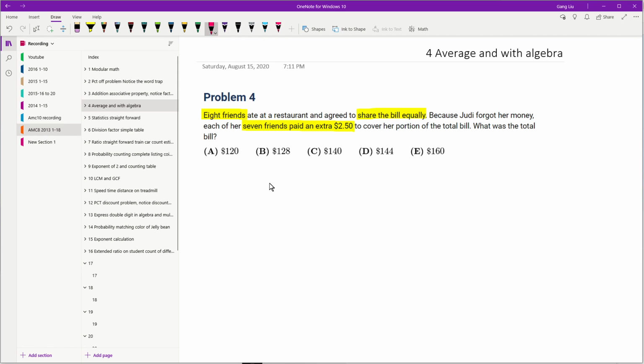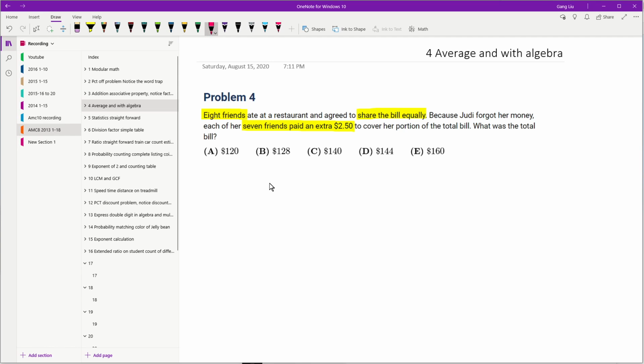Problem 4. 8 friends ate at a restaurant and agreed to share the bill equally. Because Judy forgot her money, each of her 7 friends paid an extra $2.50 to cover her portion of the total bill. What was the total bill?